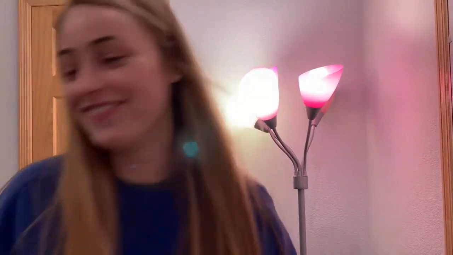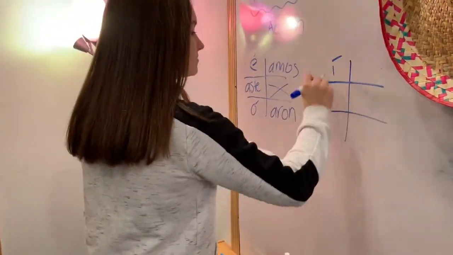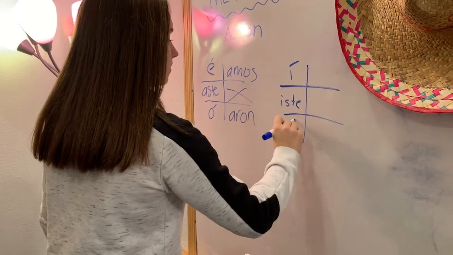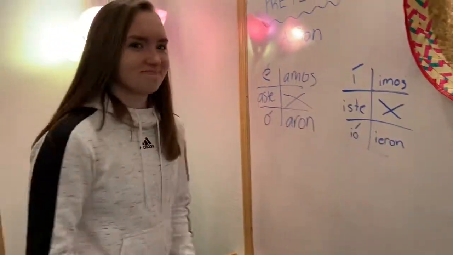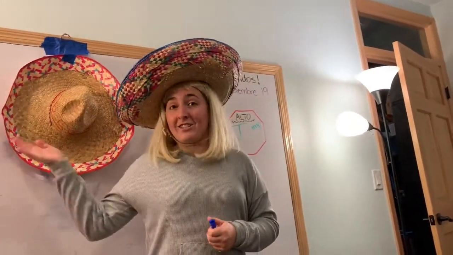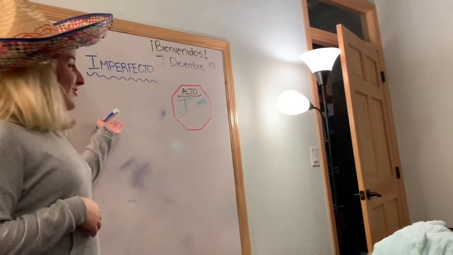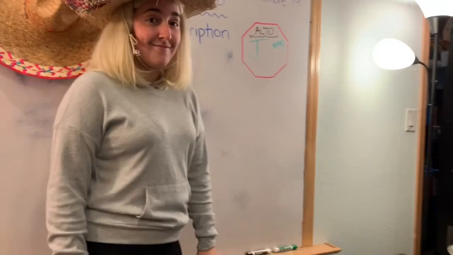A-S-A-O, Amazon. Good. Now, how about ER and IR verbs? Now, let's move to the imperfect. If the preterite describes an action, that means that the imperfect describes a description. Who can give me the AR conjugation?